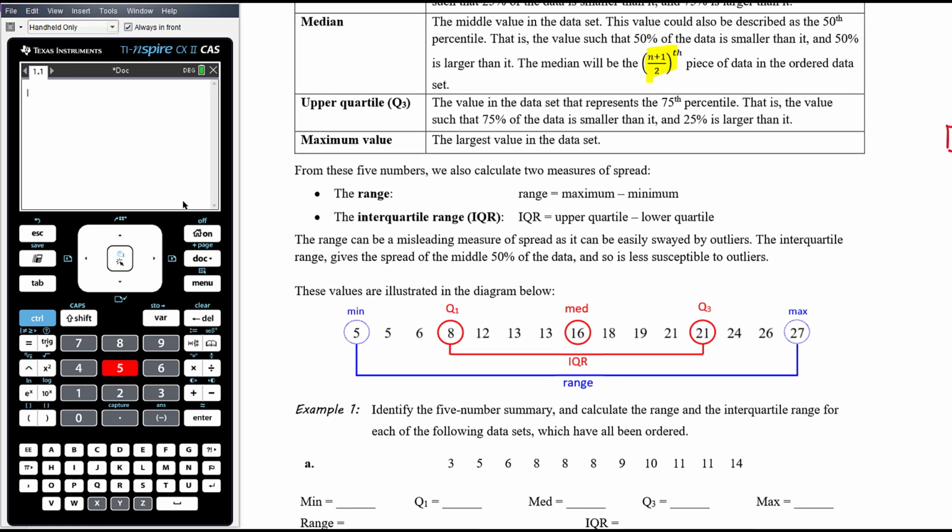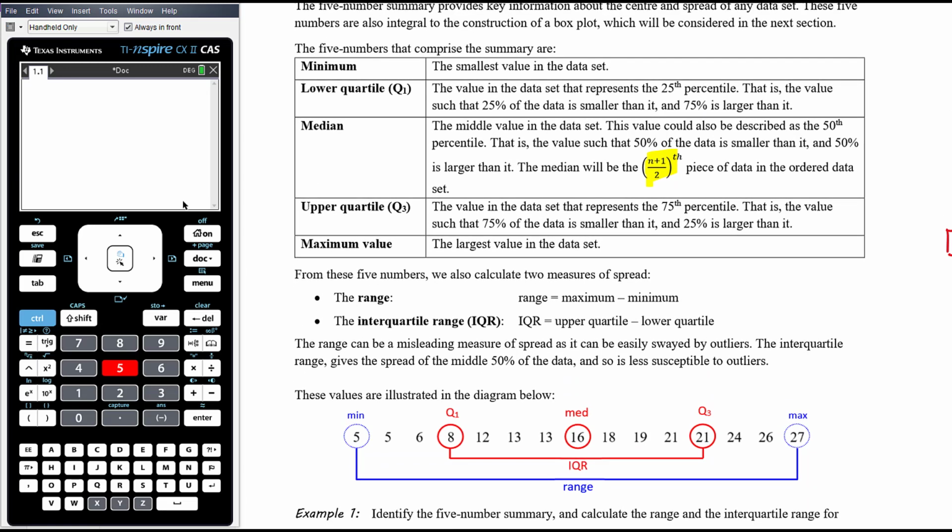Alright, from these 5 numbers we also calculate 2 measures of spread. One is the range, which we've talked about already. The range is the maximum value minus the minimum value. And then there's also the interquartile range, because the range can be skewed by outliers. If you've got one strange outlier, your data can look like it has a huge range.